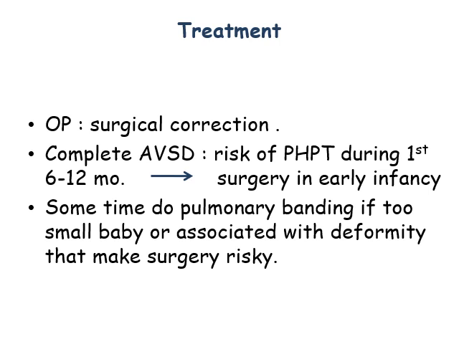The treatment in ostium primum is surgical correction. When there is complete atrioventricular defect, there is risk of pulmonary hypertension during the first 6 to 12 months of age. Surgery in early infancy is indicated. Sometimes pulmonary banding is done for a too small baby or one associated with deformity that makes surgery risky and costly.